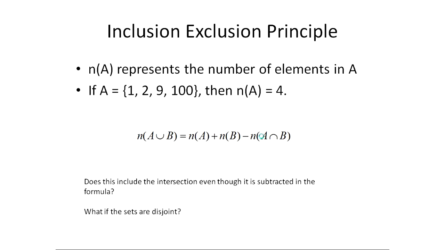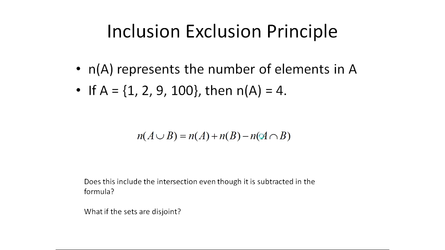And even though we subtract out A intersect B, that's actually because it's double counted. Because remember, A intersect B is inside of A and inside of B. So when you count A, you count it. And when you count B, you count it. So you double count, so you have to subtract it once. So A union B still includes the intersection. We subtract out one count of it, though.